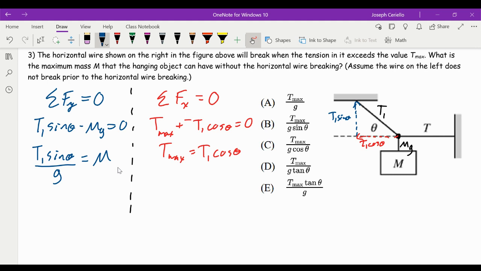Now you'll notice my answer needs to have T max in it. Well, that's from the x direction. So notice how my answer doesn't have T1. So what I'm going to do is solve for T1 in my right-hand equation. So I'm going to have T max over cosine theta equals T1. And I'm going to plug this in for T1 over here.